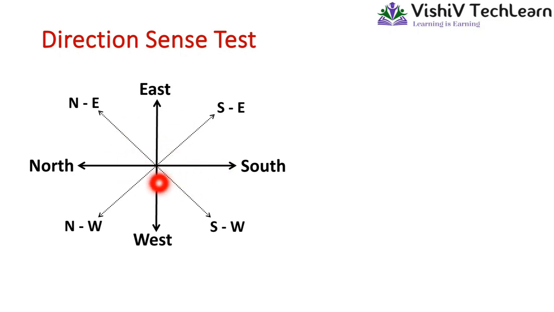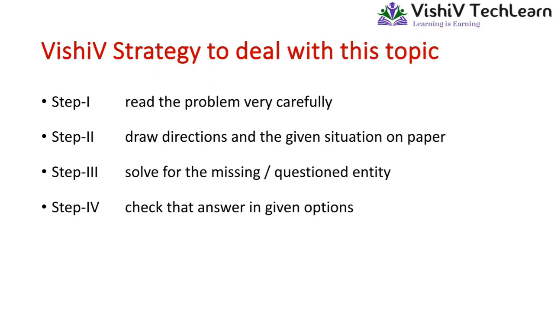As of now we will be considering these 8 directions for solving the aptitude problems based on direction sense test. So let's go with the strategy. The strategy to deal with these problems is: read the problem very carefully as usual, then draw the directions and the given situation on paper, compulsory. This is a very important step.